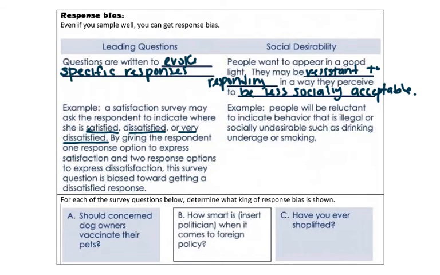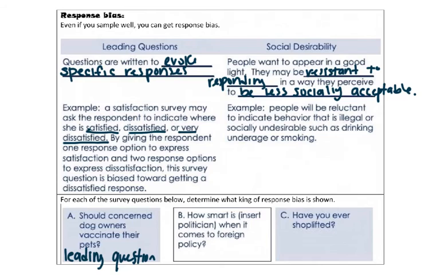Okay, so let's think about those. And let's look at the 3 examples at the bottom, and we're going to see what kind of response bias we think. Is it going to be leading question, or is it going to be social desirability? So if you want to pause the video and try it, you can do that in 1, 2, 3. All right, so for A, should concerned dog owners vaccinate their pets? So I would call this one a leading question because you're only asking for one type of response. You're looking at should they vaccinate. You're not talking anything about should they not vaccinate.